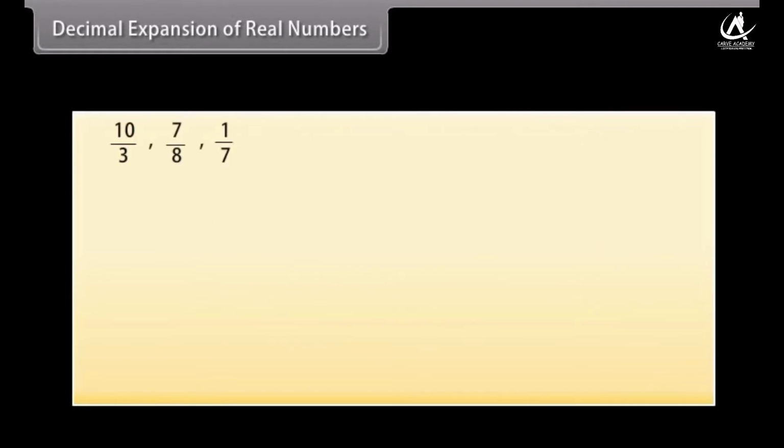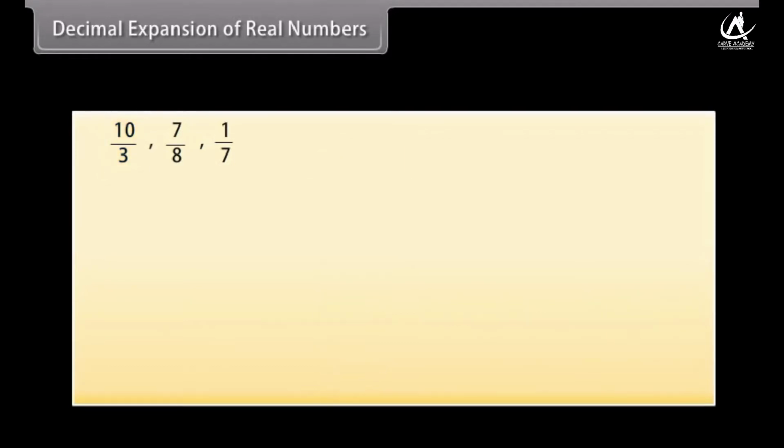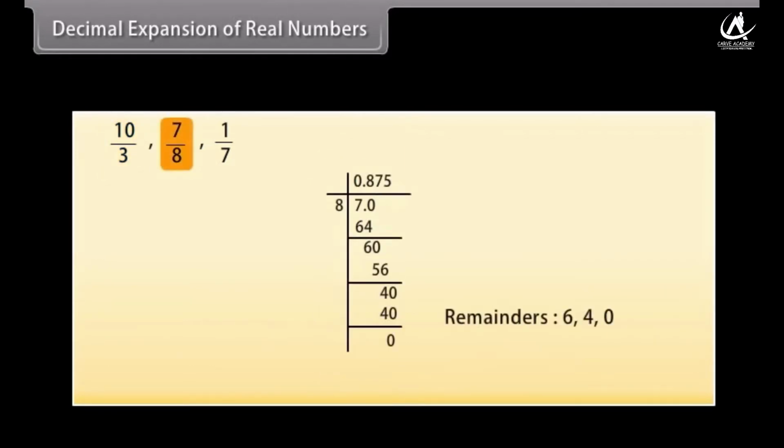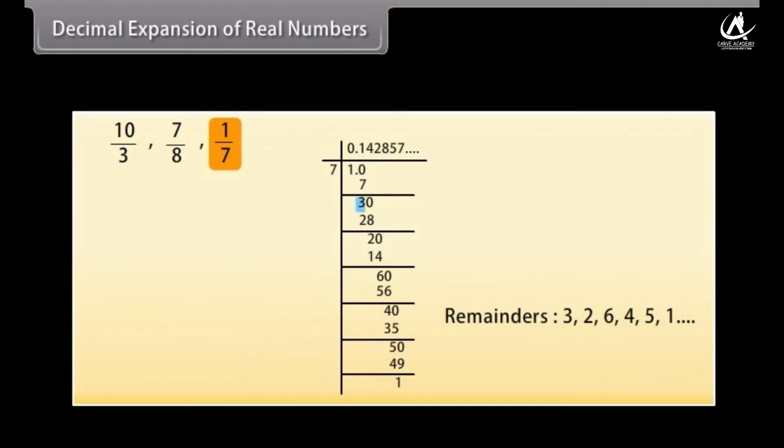Let us first take rational numbers. We will find the decimal expansion of these 3 numbers. Here we can see that on decimal expansion of 10 by 3, we get remainder 1, 1, 1, 1, 1. Similarly, the decimal expansion of 7 by 8 gives remainder 6, 4, 0. And the remainders of 1 by 7 are 3, 2, 6, 4, 5, 1.